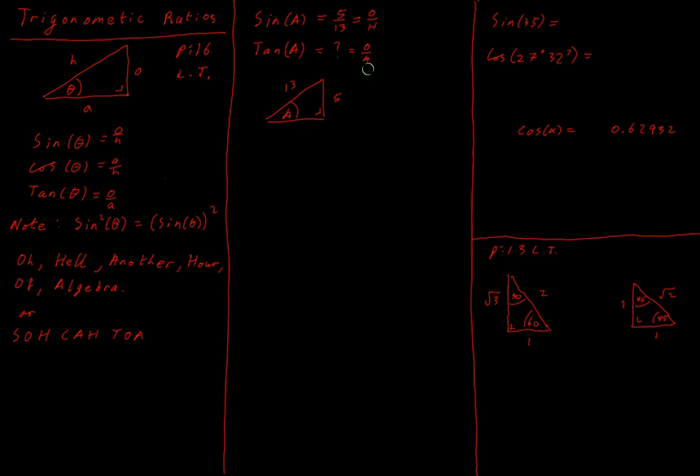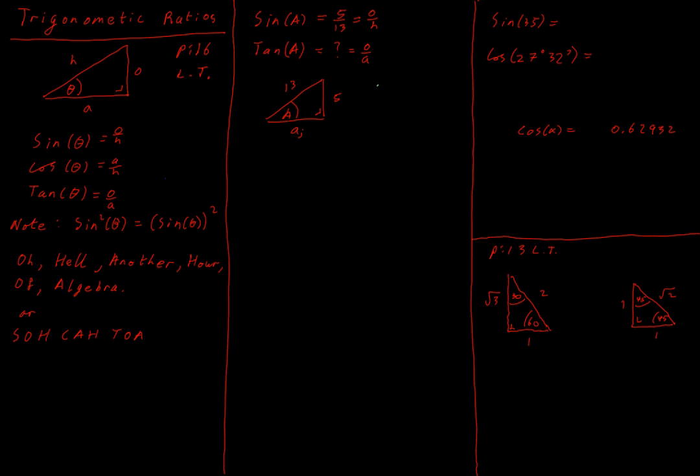I meant to write a small letter a. I need the adjacent in order to find tan, the thing that I have been asked about. So I want to find the adjacent. How am I going to do it? Well, I have two sides of a right angle triangle, and I need the third.